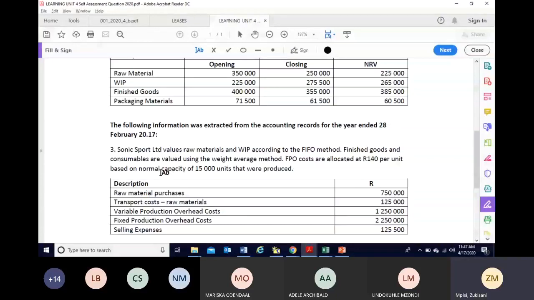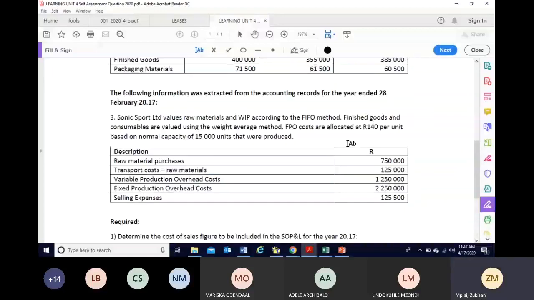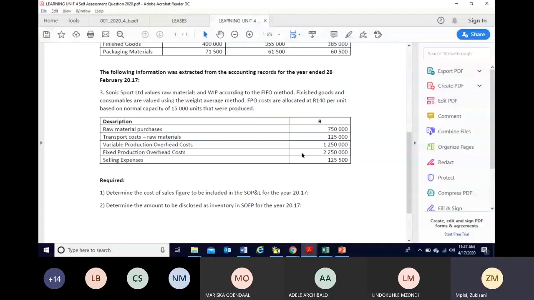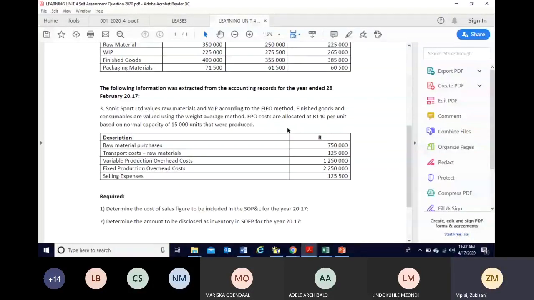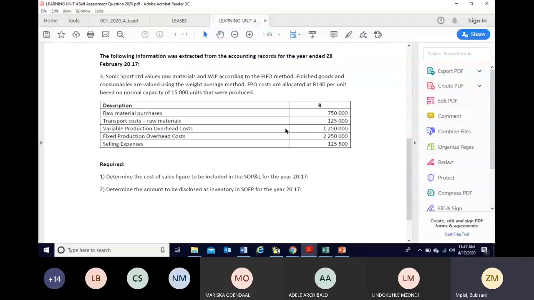So another thing that I really want you guys to note is these terminologies will not be used for exams. So this is just used for now temporarily because this was just a self-assessment question. So on your description, you are given the cost, which is your raw material purchases, transport costs, raw materials, variable costs, fixed production overhead costs, selling expenses, and this is the required.